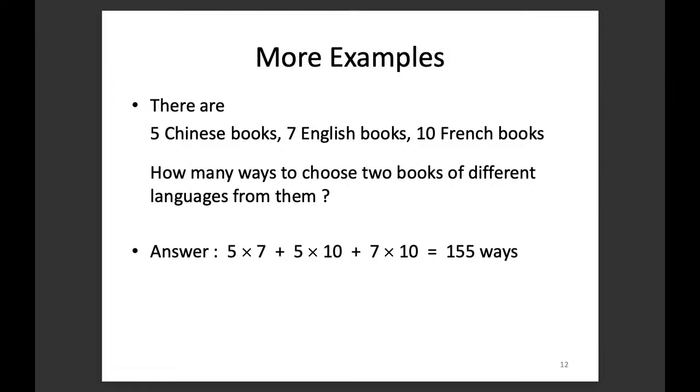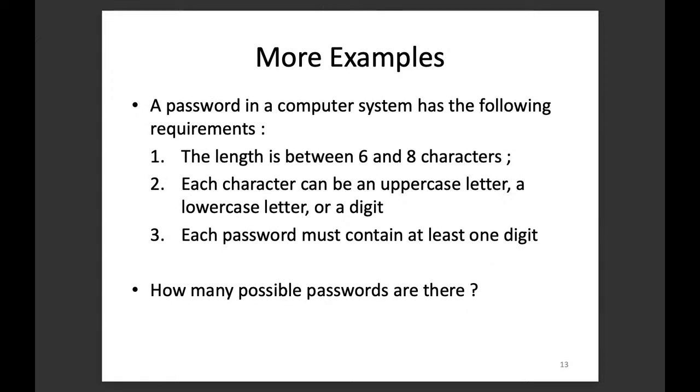So we get the total number of ways of getting any two books, and then subtract from it the number of ways to get two Chinese books, and also subtract from it the number of ways to get two English books, and also two French books. Okay, so this is another way. And this is another easy example, so I will leave it for you to study.